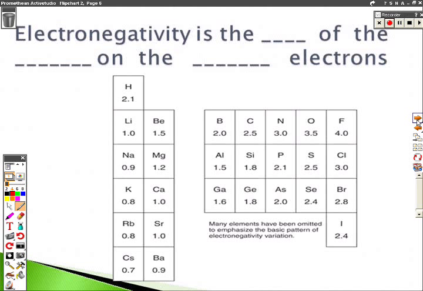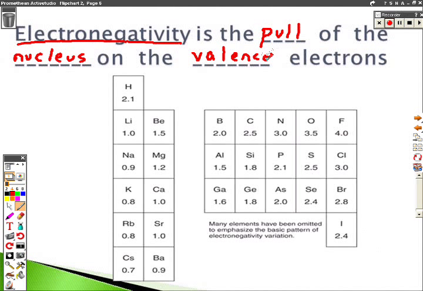Now why is this? Well, there's a fancy term called electronegativity. We're going to start poking away at this word a little bit so you feel comfortable with it. Electronegativity is nothing more than the pull of the nucleus on the valence electrons. Think about what lives inside the nucleus. Protons. And it pulls on all the electrons, but we don't care about the inner electrons, we care about the outer electrons, the valence electrons. They're the ones that take place in bonding.